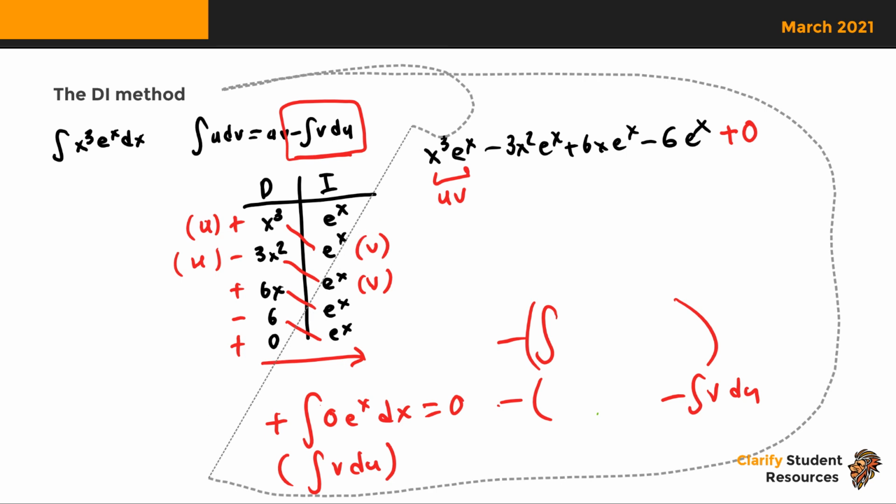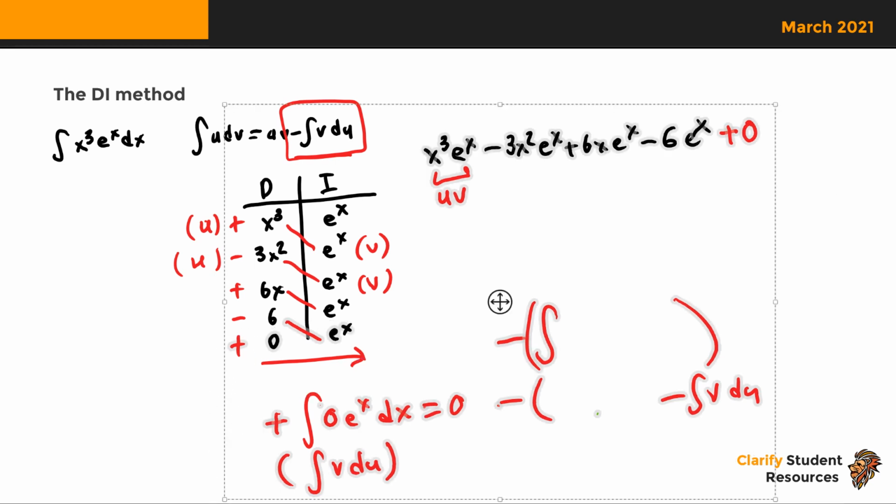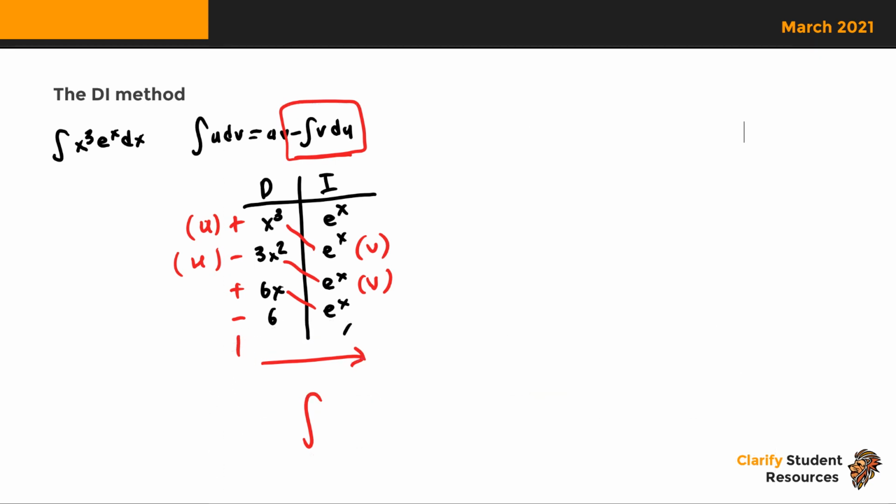Or actually, what we could do here is show what the answer would be if we didn't terminate it. So if we didn't go to 0, I'm just going to delete this. And we'll see here that we didn't go to 0, so we ended at 6, right? So now our answer would be x cubed e to the x minus 3x squared e to the x plus 6x e to the x.